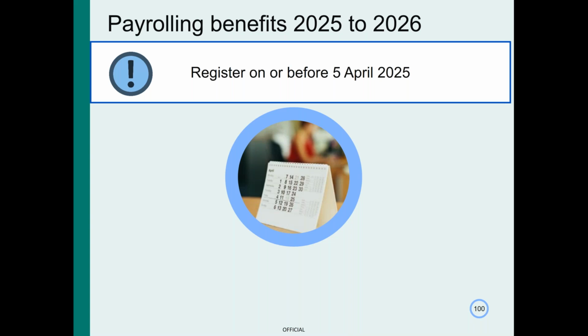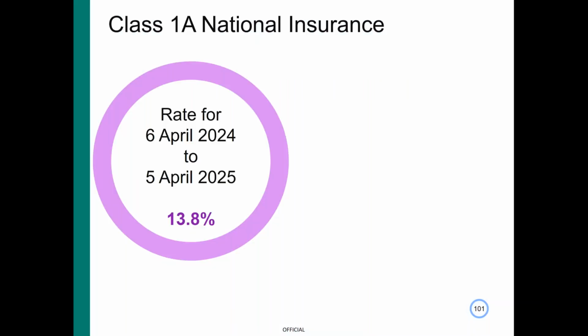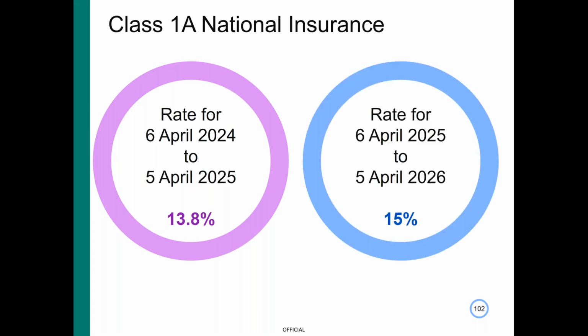The Class 1A rate for the tax year 6th of April 2024 to 5th of April 2025 on expenses and benefits is 13.8%. From 6th of April 2025, the Class 1A rate increases to 15%.